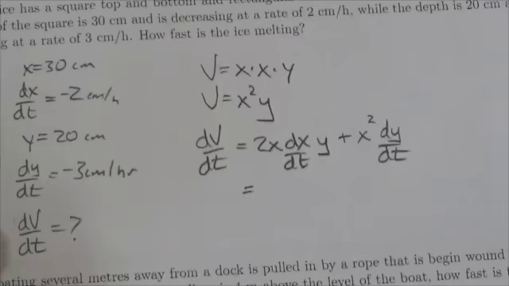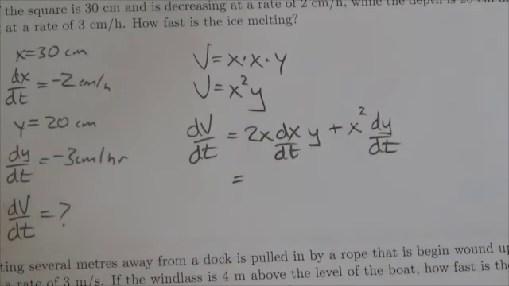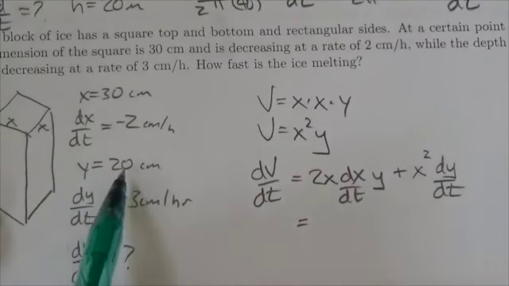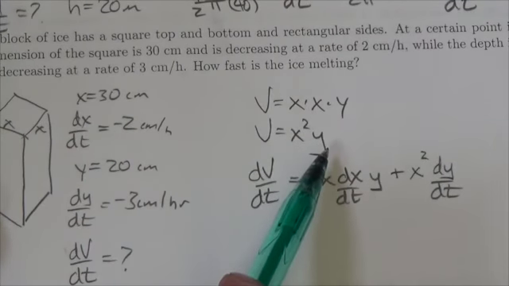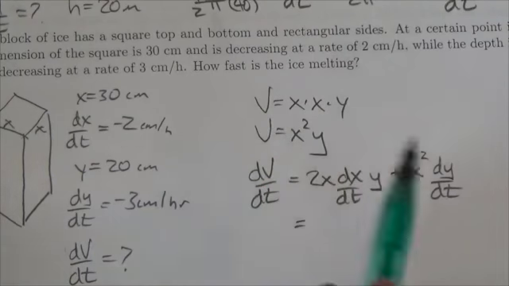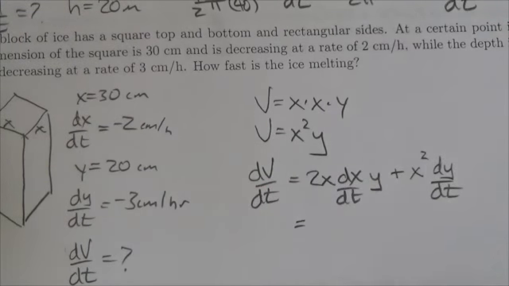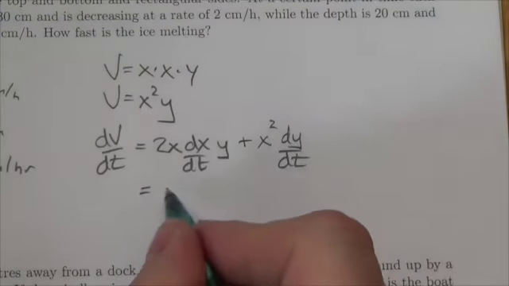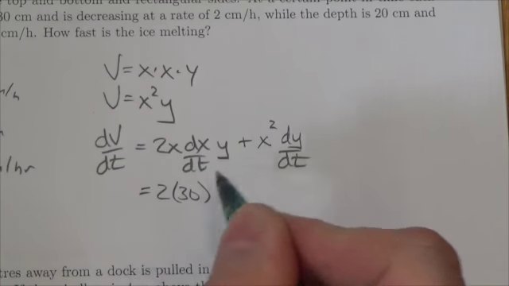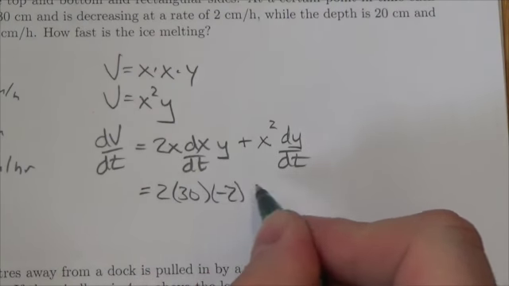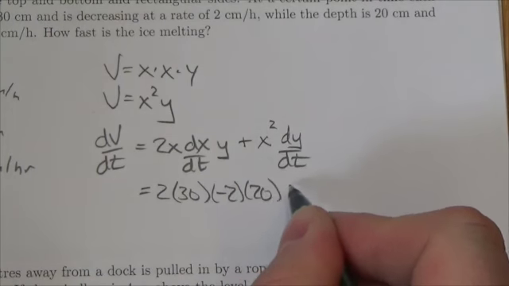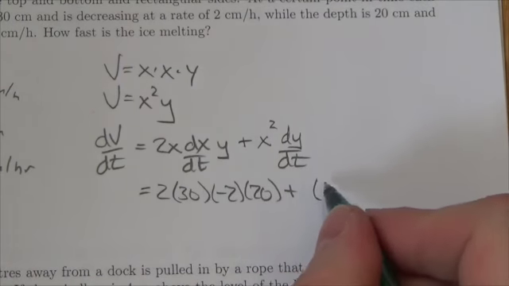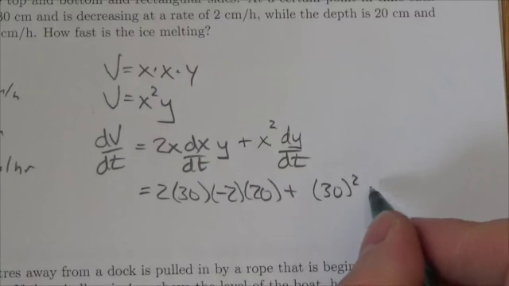And now I'm just going to plug in the pertinent information because I've taken the derivative. Now I can plug in the specific numbers. I couldn't plug in the 30 and the 20 first, because if you plug those in, you're going to get a number for volume and then the derivative will just be 0. So if you plug those numbers in too soon, this whole process really collapses. So now this is going to be 2 times 30, times negative 2, times 20, plus 30 squared times negative 3.